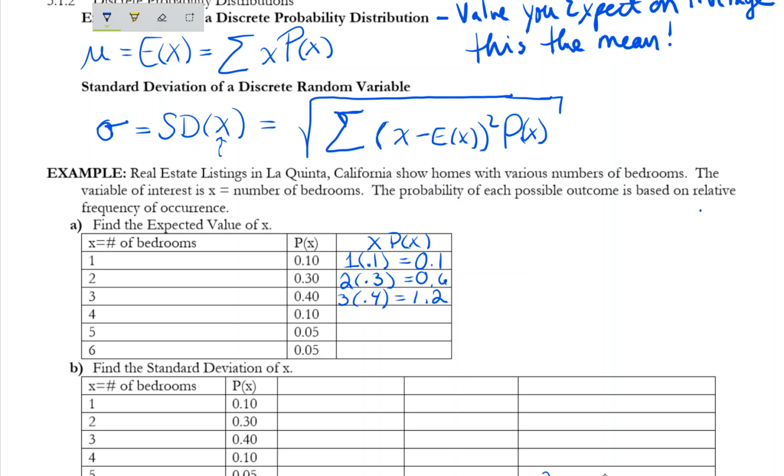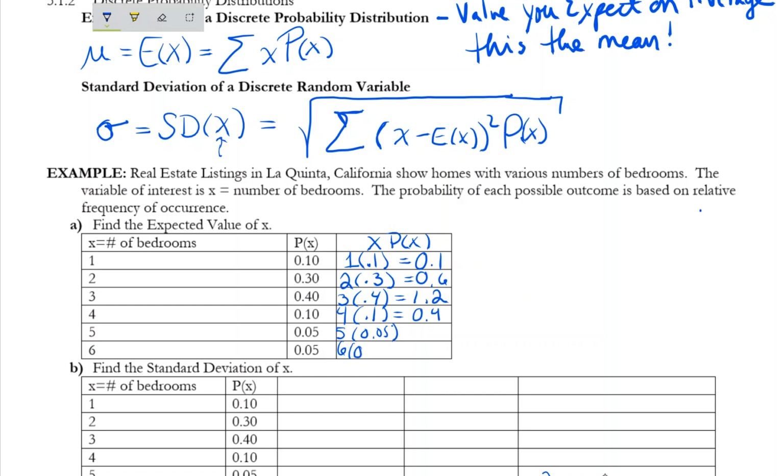You notice already that 2 and 3, because they're more probable, are having a bigger effect because they're multiplied by their probability. I have to do 4 times 0.1, which gives me 0.4. And then 5 and 6 are both times 0.05.